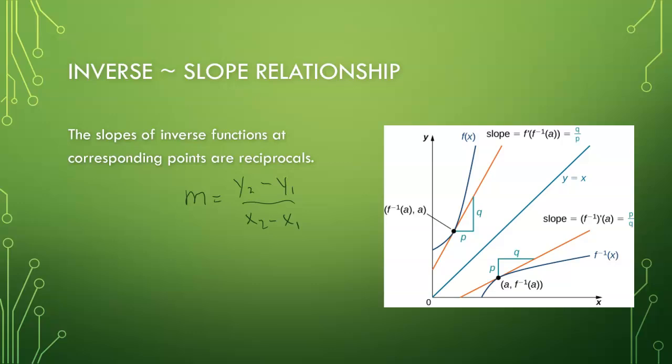I also want to point out that this does not mean they're perpendicular because they're not opposite reciprocals. They are just upside down slopes. And again, I'm going to emphasize it's not at the same x coordinate, it's at different x coordinates. So this x coordinate is the y on the inverse function, and this x coordinate is the y on the function. So just so you're aware of that.